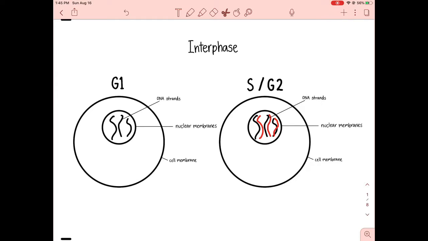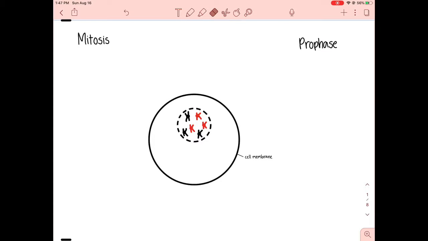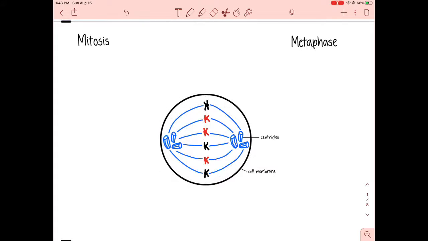The first stage of mitosis is prophase. During this stage, the chromosomes condense and become visible, and the nuclear membrane also starts to disappear. The second stage is metaphase. The nuclear envelope completely disappears, and the homologous pairs align in the center of the cell. The spindle fibers, which come from centrioles, attach to the centromeres.